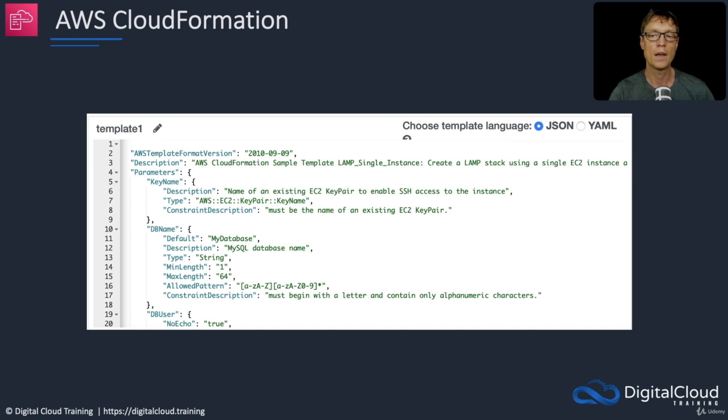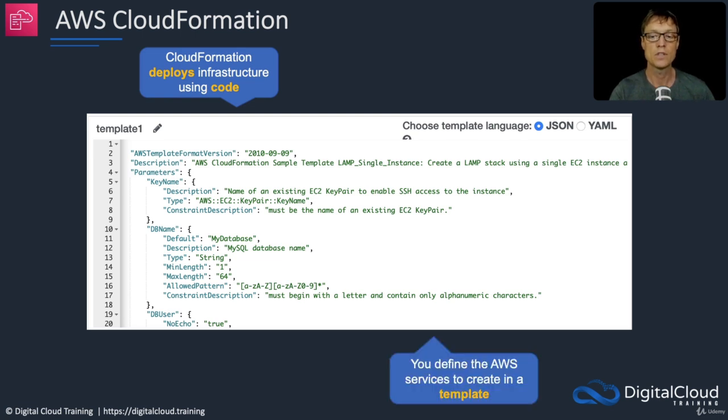So for example here, we have a template. This one's written in JavaScript object notation, JSON, or it can also be written in YAML. So whichever language you prefer, you'll find that you can write a definition of what you want your infrastructure to look like, how it should be built and configured. And CloudFormation will then go and take that information and build out your infrastructure for you. So it's deploying your infrastructure using your code.